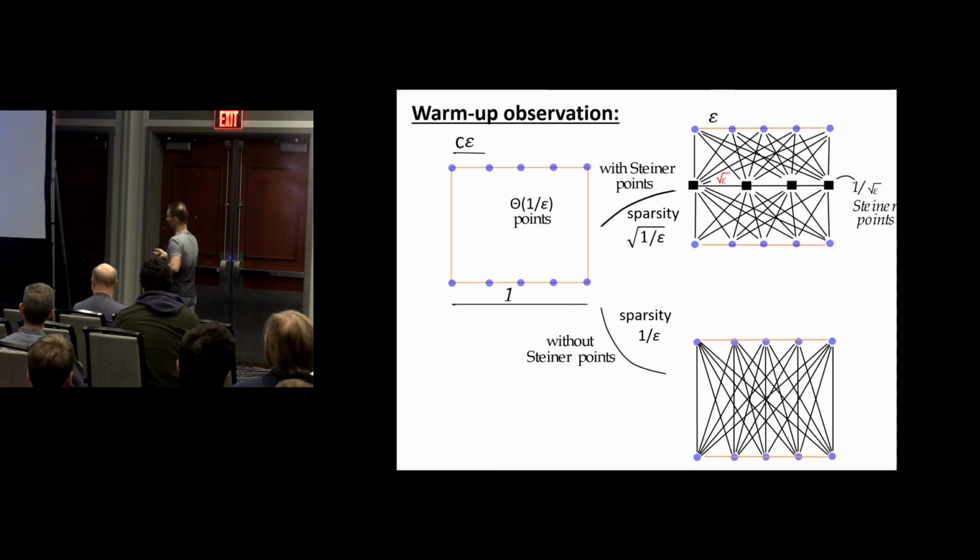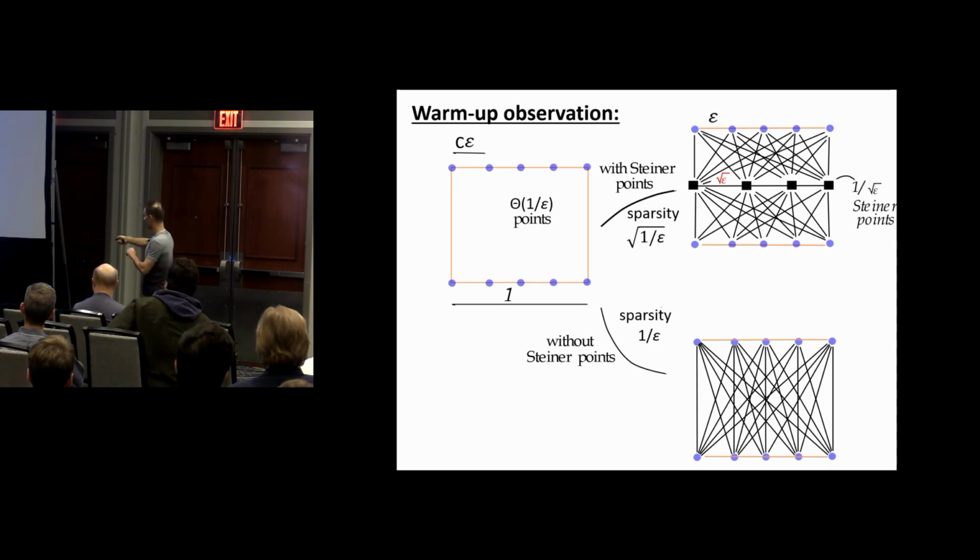So what we are doing is very natural. We just take this straight line horizontally in the middle, and we place much fewer Steiner points, like the square root of the original points. The number of original points is 1 over epsilon. We are going to spread here the square root of that. So the distance between Steiner points is longer, but that is still fine.